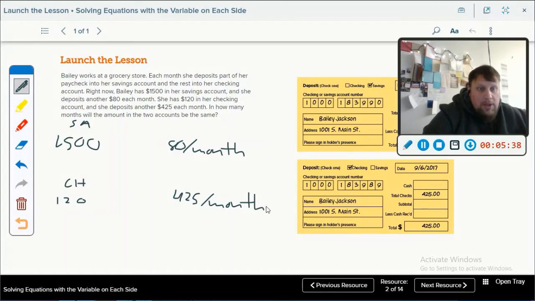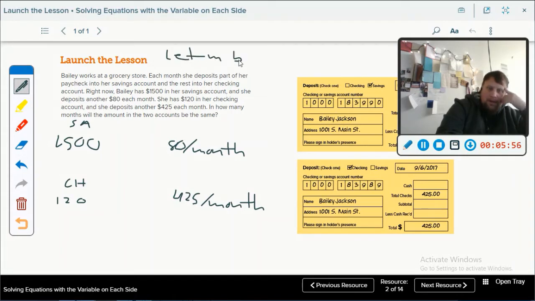In how many months will the amount in the two accounts be the same? Okay. So we've got two expressions we can write here. First of all, let's identify this. We're trying to identify months, so I'm going to let the variable m be months. Then we're going to identify our variables. We're trying to find out how many months, so the unknown is months.